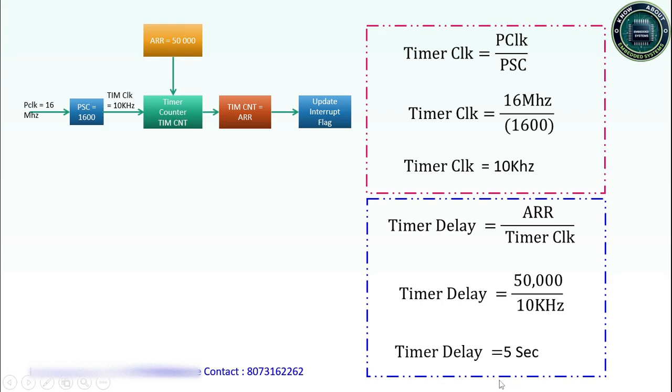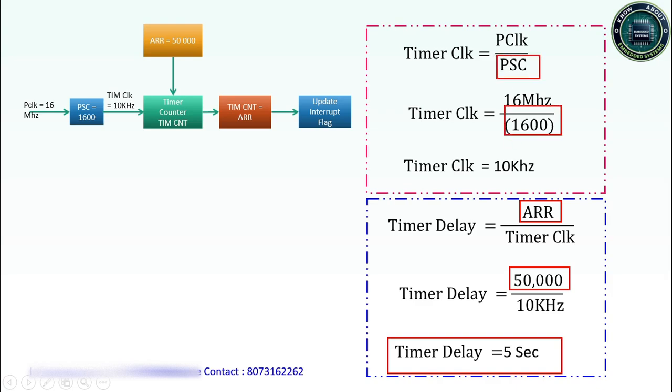When you do, the timer delay is going to generate 5 seconds. So like this, very simple, using two different formulas, we're able to generate any delay we want. For example, here I'm considering a 5 second delay. For a 5 second delay, I have to load the ARR value as 50,000 and a prescaler value as 1600. These two things we have to substitute in the registers. So this is a simplified calculation in the timer block.